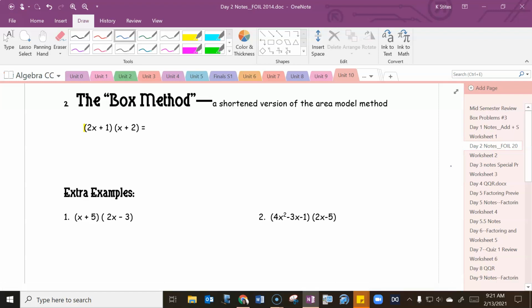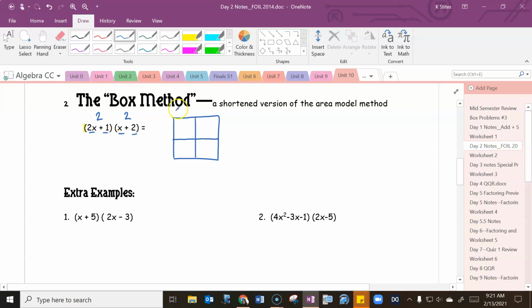So the box method, the first thing you're going to do is identify how many terms you have in each set of parentheses. For example, this has 2 terms and this one has 2 as well. And then you're going to create a box of those dimensions. So I'm going to go ahead and draw myself a box, and it's going to be 2 by 2.